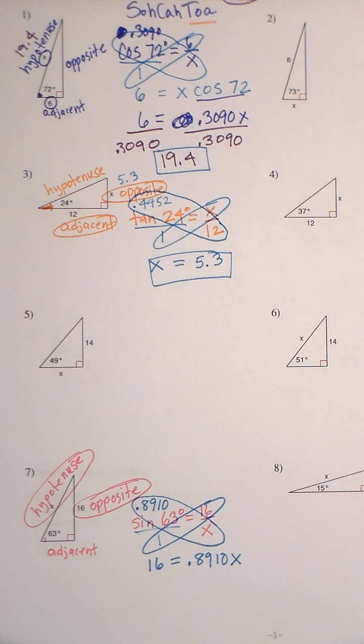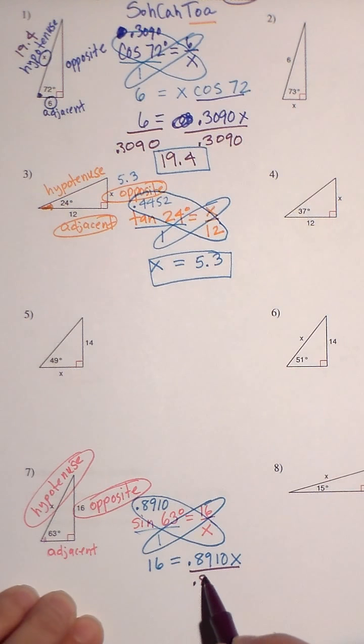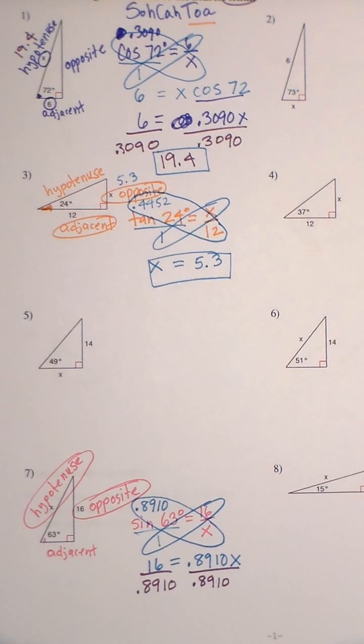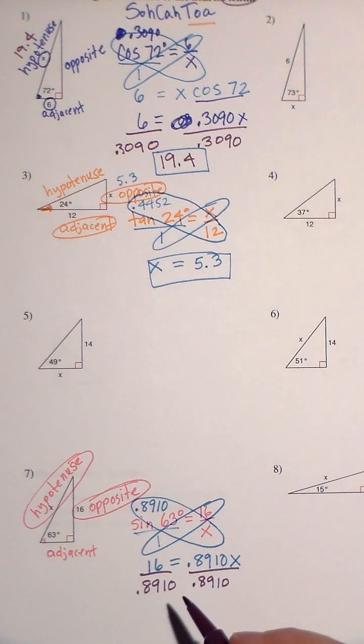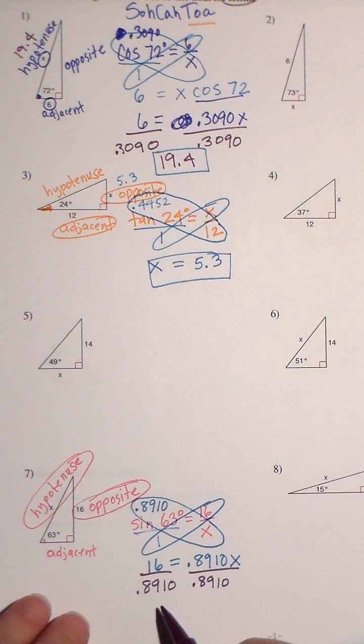Then of course our final step is going to be to divide, just like any other algebraic question. So when I do 16 divided by 0.8910, I get 17.95. Actually, it comes out to 17.96. But if I'm rounding to the nearest tenth, what happens? That rolls up to 0. That would actually be 18.0.